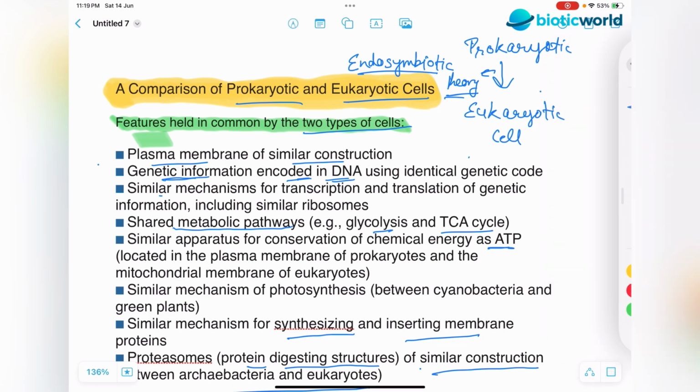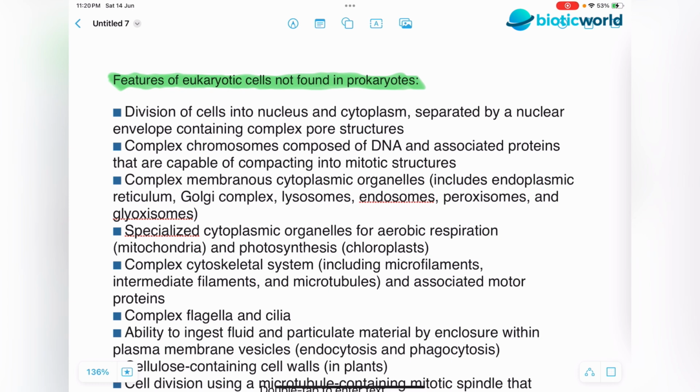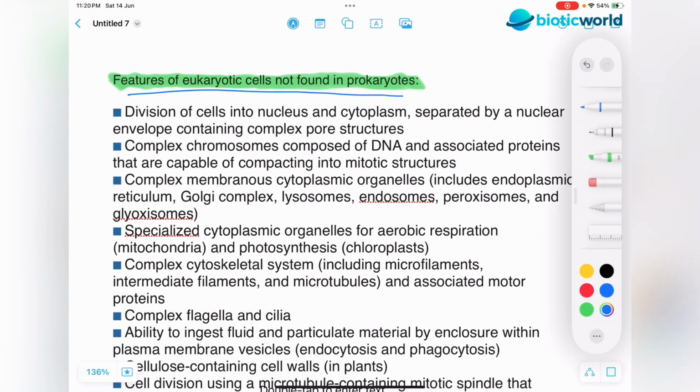Next, we can study the features of eukaryotic cells that are not found in prokaryotes. It is only because the cytoplasm is different and the organelles are different, but from prokaryotes, eukaryotes have only mitochondria and chloroplast, right? So now let us understand the differences, the features of eukaryotic cells not found in prokaryotes.